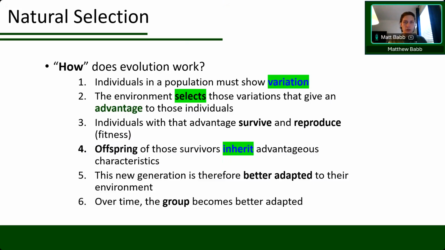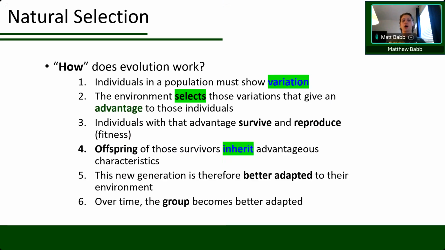They already had a darker pigmentation. They were just really rare because they were a lot easier to see against the white background. Similar with the giraffes, right? There had to be variation in neck size for evolution to act upon it. Then step 2, the environment selects those variations that give an advantage to individuals with that variation. Again, with the Industrial Revolution and the peppered moths, there were coal-powered factories covering the environment in soot, making the dark pigmentation advantageous for that environment.